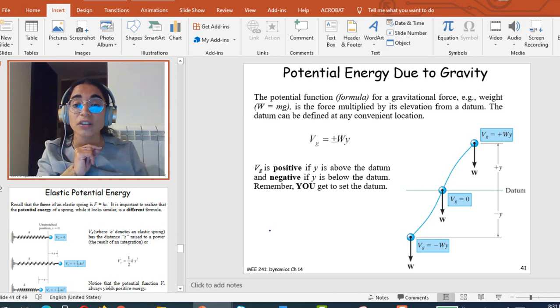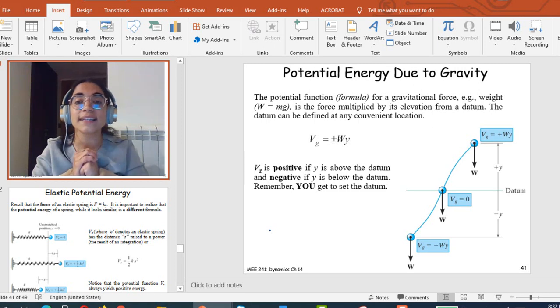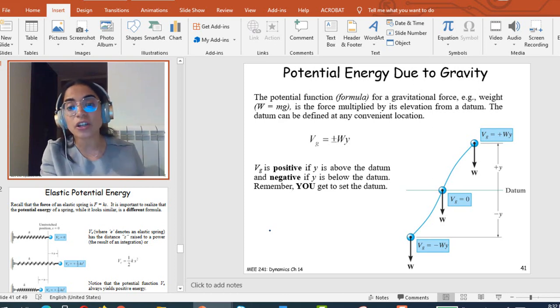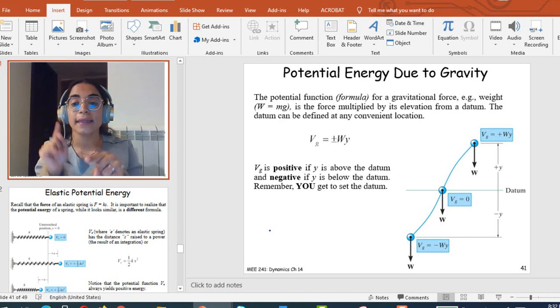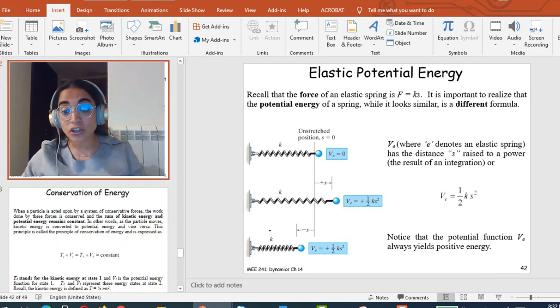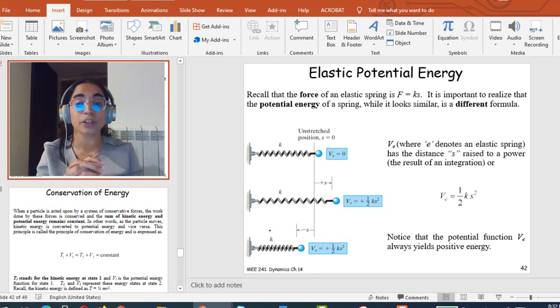So for potential energy due to gravity, you should indicate a datum, and then you have to find what Y is. If Y is above the datum, the potential energy of the gravity force at this position will be positive. If it is below the datum, then the potential energy will be negative. What about the elastic potential energy? It's always equal to half K S squared. So it's always positive. There is no problem in the sign of elastic potential energy. It's always positive because S is squared. So the potential energy for the spring is half K S squared.